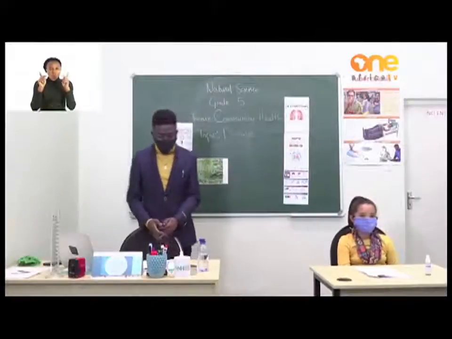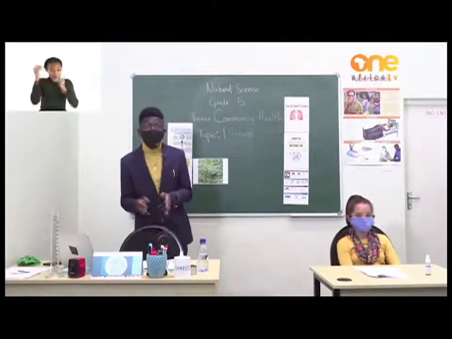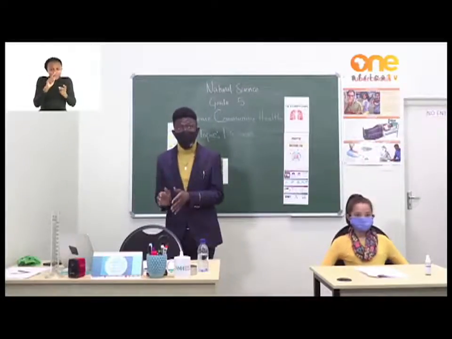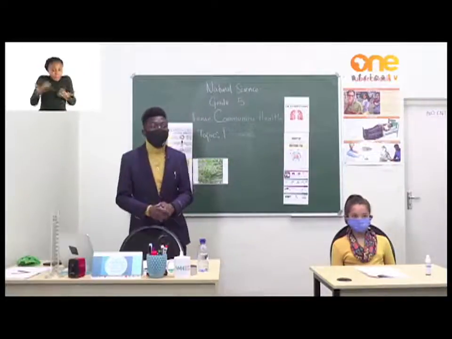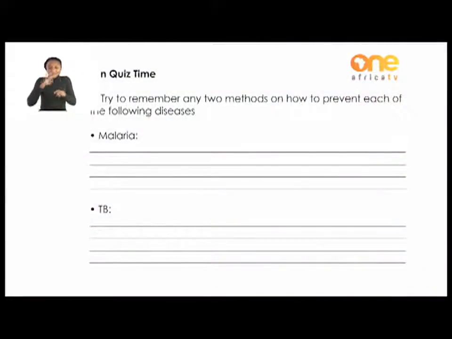Right. All right, grade 5s. Now that you have learned what malaria is, and you also learned what tuberculosis is and the ways to prevent these diseases, let us turn to page 22 for a fun quiz time. Question 1. Try to remember any 2 methods on how to prevent each of the following diseases. Number 1, malaria. 2, TB. Okay, please guys, try to do this on your own without looking at the answers. And if need be, you can ask an adult at home to assist you.